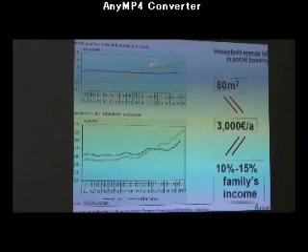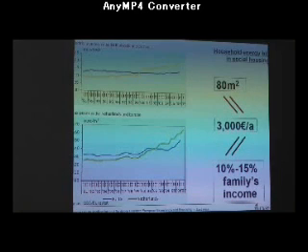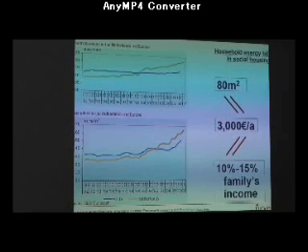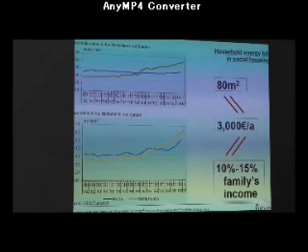And for those mid-low income families living in the social housing in the Netherlands, the household energy bill is becoming an unaffordable burden because of the high energy price. The results show that for 80 square meters social housing units, the household energy bill is around 3,000 euro per year. That is almost 10 to 15% of the family's gross income.